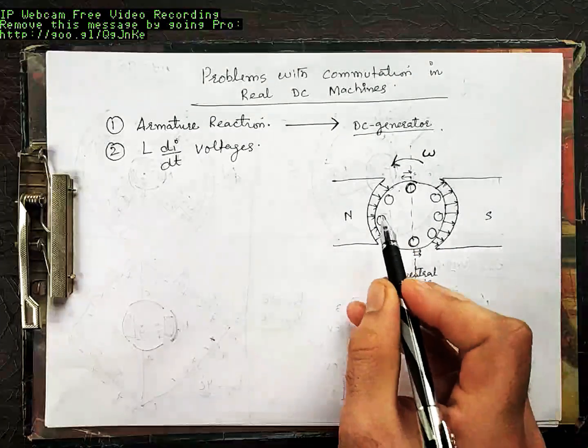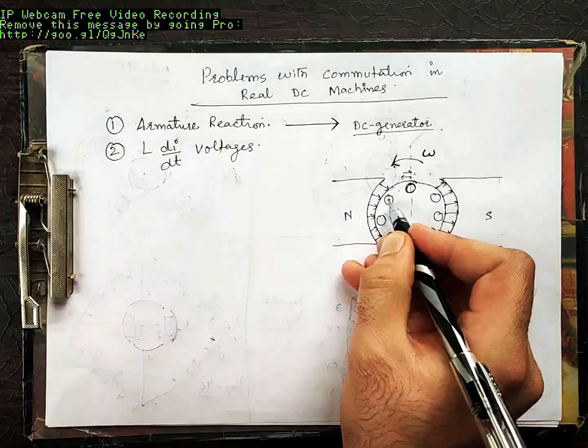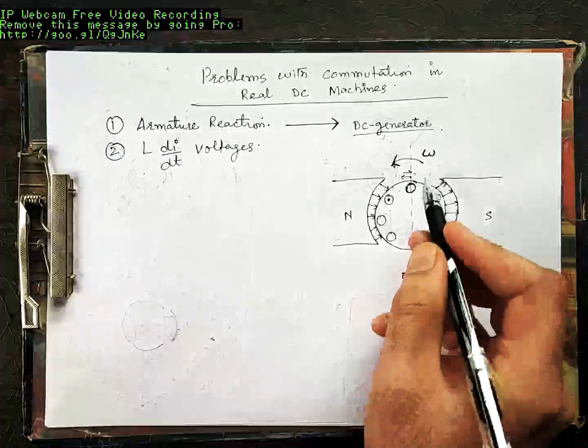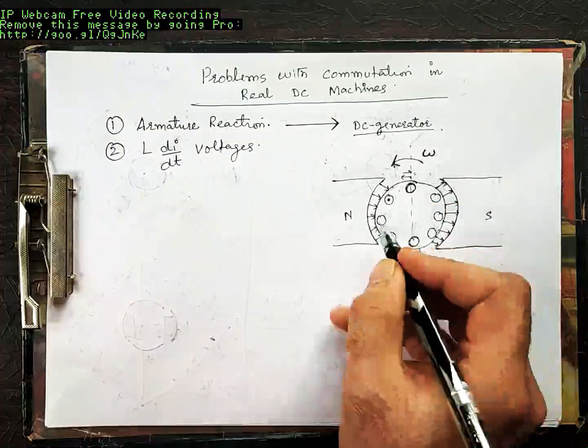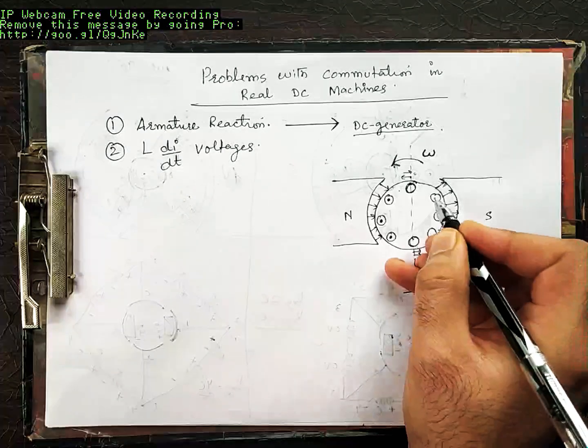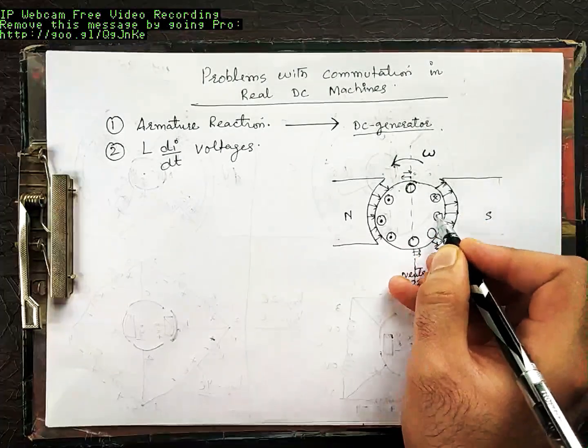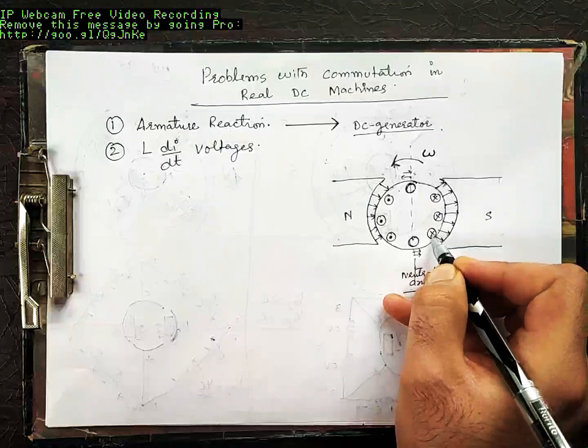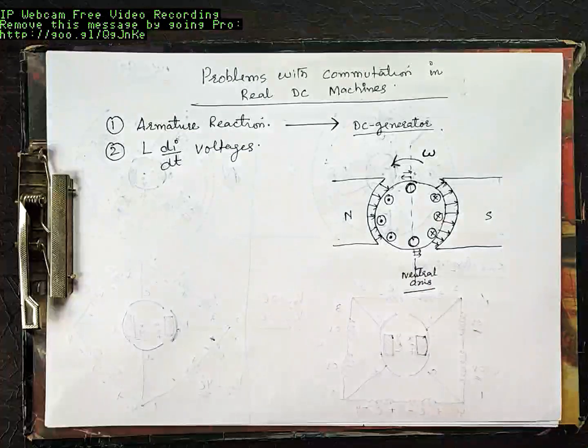And what about these conductors? It will be dot under the north pole. We have discussed this. For anti-clockwise rotation, under the north pole, this is dot. Dot means coming out. This is cross. Cross means going into the plane. This thing we have already discussed.